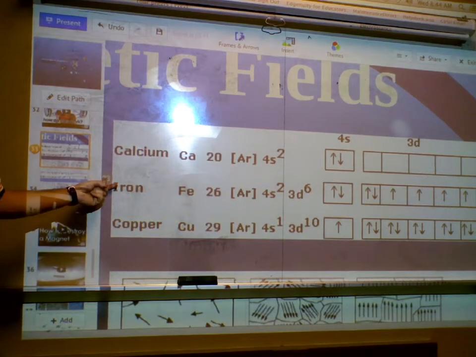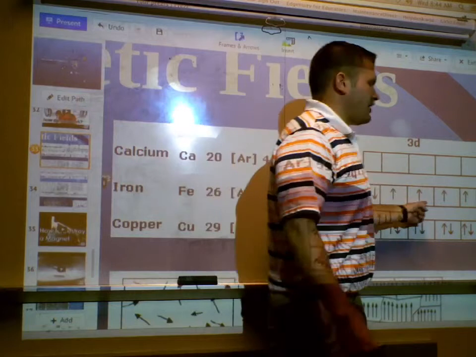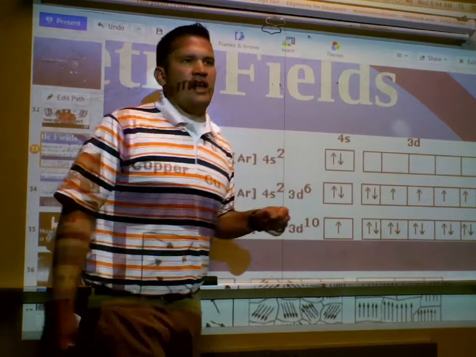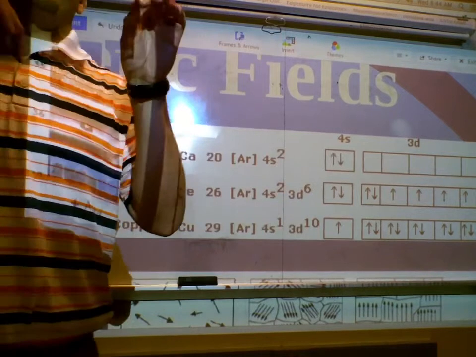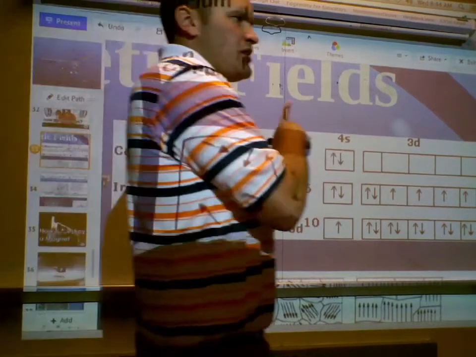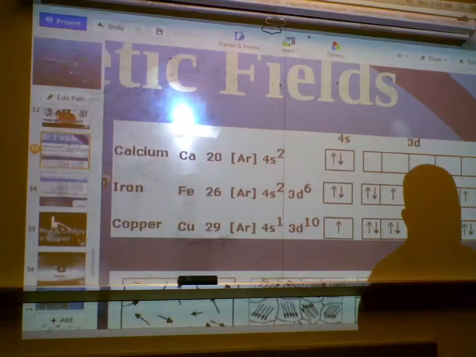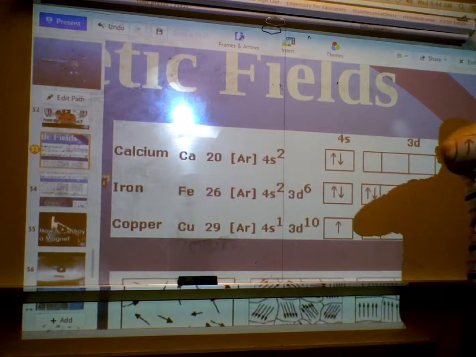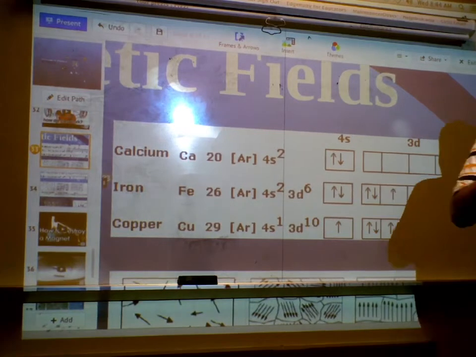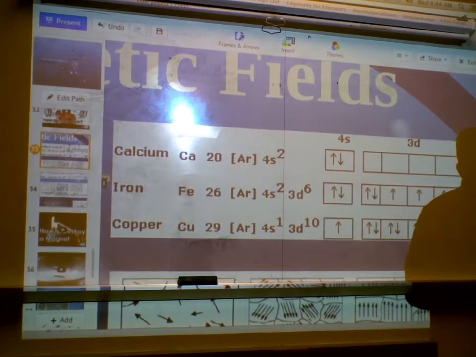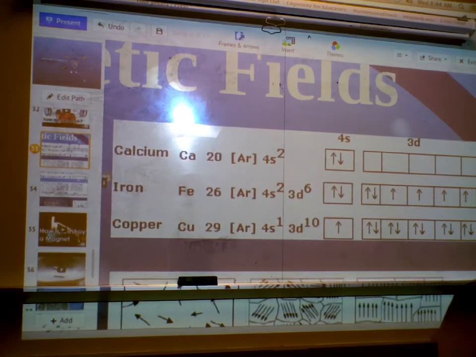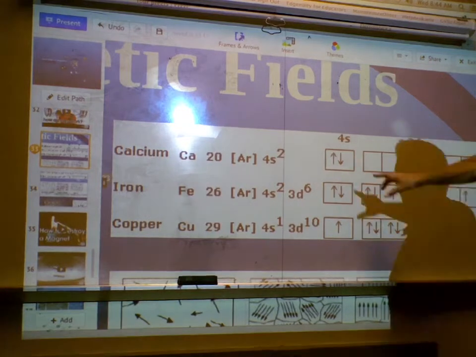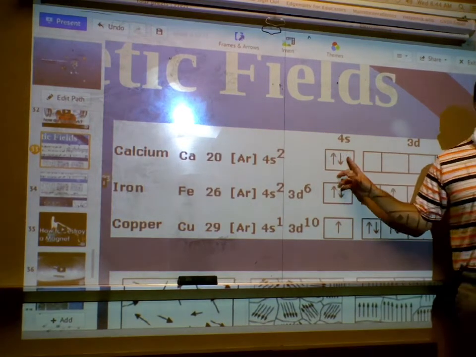The reason why is it has unpaired electrons. Okay? So these arrows represent electrons. The up arrow and the down arrow represent the 2 different spins for electrons. Okay? You can think about it this way. An up arrow means clockwise spinning. A down arrow means counterclockwise spinning. Since they have opposite directions in their spin, they produce magnetic fields that go in opposite directions, which will cancel each other out. So the magnetic fields created by these 2 electrons cancel out.